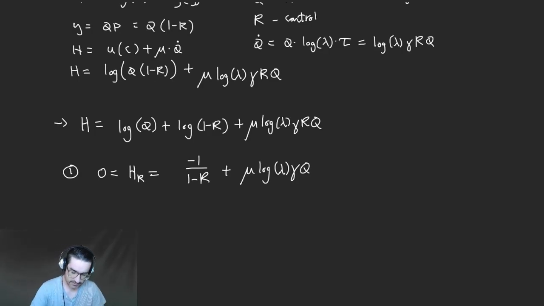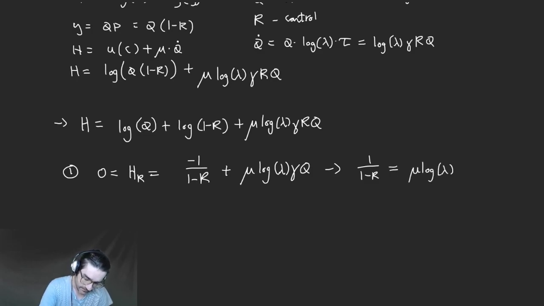It's not super informative to me at this point, but we can at least write 1 over 1 minus r is equal to mu log of lambda gamma q. Typically we think of first order conditions as determining your choice variable given a state q and a multiplier mu, which is what this equation does.